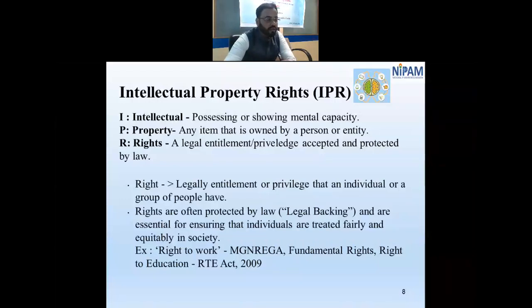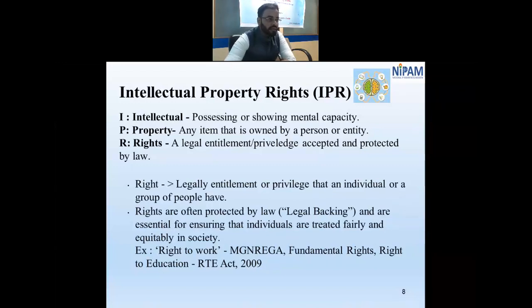You have a right to speech and expression, or right to constitutional remedy, right to life. All these rights are conferred by the Constitution of India, and it is mentioned in Part 3 of the Constitution, Fundamental Rights. So there is a legal backing behind all these rights. Similarly, right to education. Right to education is also provided legal backing by the Right to Education Act 2009. So a right has no meaning unless you provide it with a legal backing.